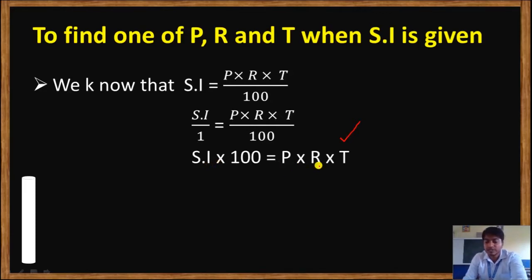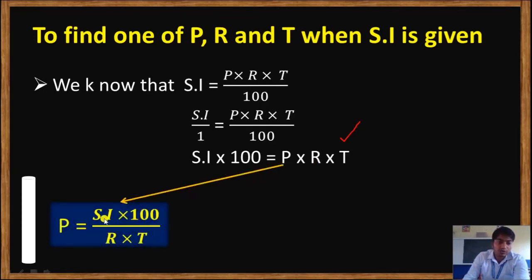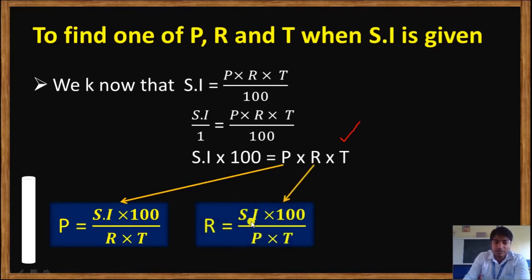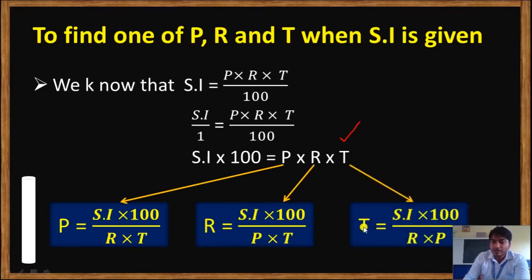So now let's see the formulas. Principal equals simple interest into 100 by rate into time. Rate equals simple interest into 100 by principal into time. Time equals simple interest into 100 by rate into principal. Understood? So these are the formulas to find principal, rate and time. This you have to learn.